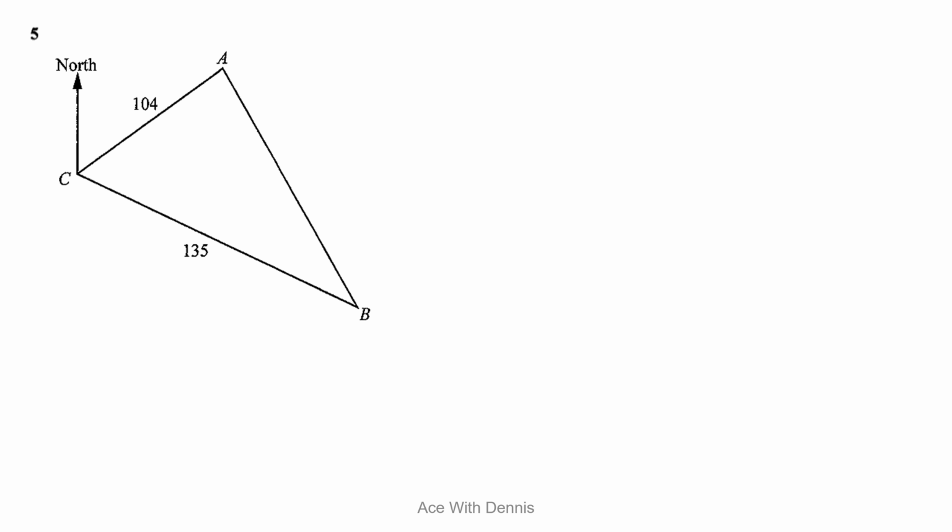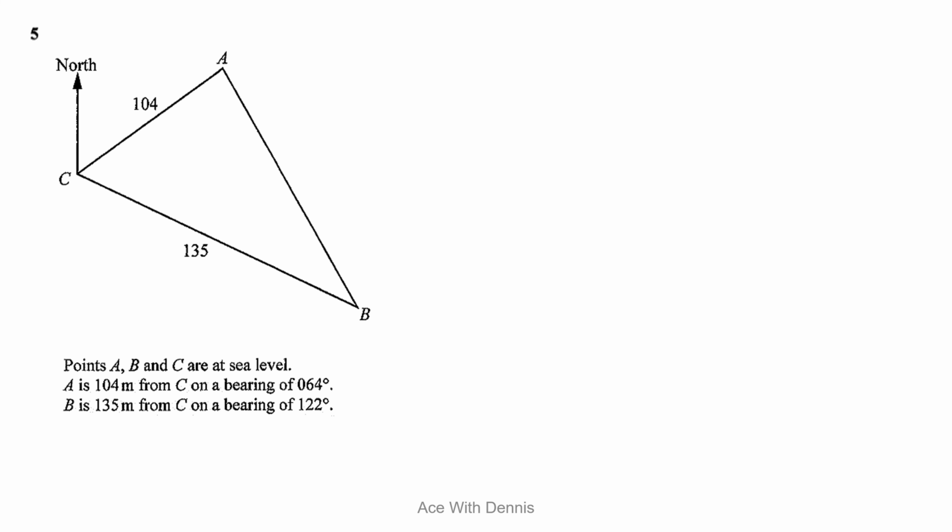Question 5. Given this diagram, points A, B, and C are at sea level. A is 104 meters from C on a bearing of 064 degrees. B is 135 meters from C on a bearing of 122 degrees. So let's label the angles from the information given. This angle will be 64 degrees because this is the bearing of A from C. And this angle will be 122 degrees because this is the bearing of B from C.